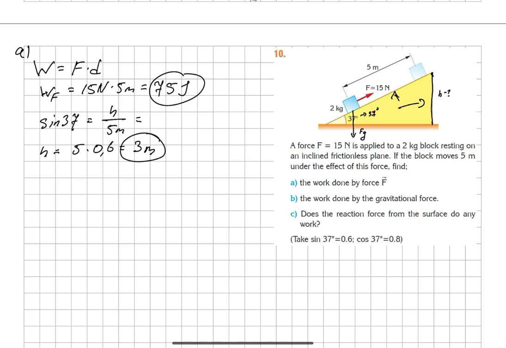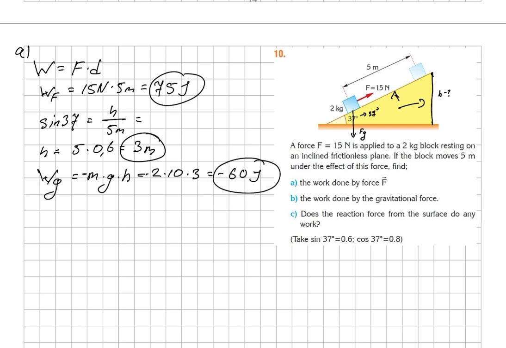And now we use the 3 meters to get the work done by the gravitational force. So the work done by the gravitational force will be equal to mass times g times h, but with a negative sign. So it will be mass is 2, times 10, times 3. It will be negative 60 joules of work. And this is for B and C.